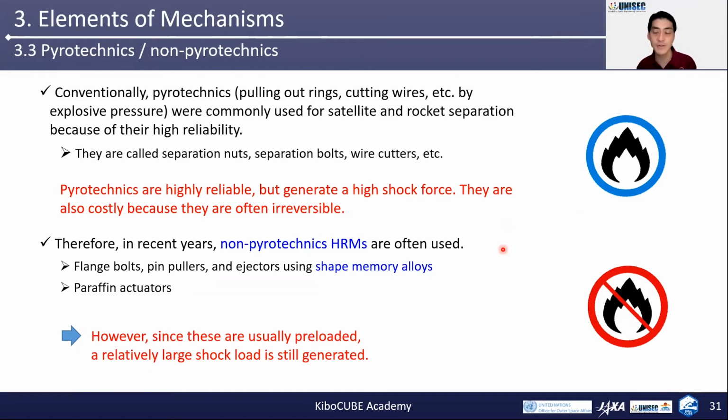Therefore, in recent years, non-pyrotechnic HRMs are often used. They are called flange bolts, pimplers, and ejectors, typically using shape memory alloy actuators. Some use paraffin actuators as well. However, since they are usually used with preloads, a relatively large shock load is still generated.